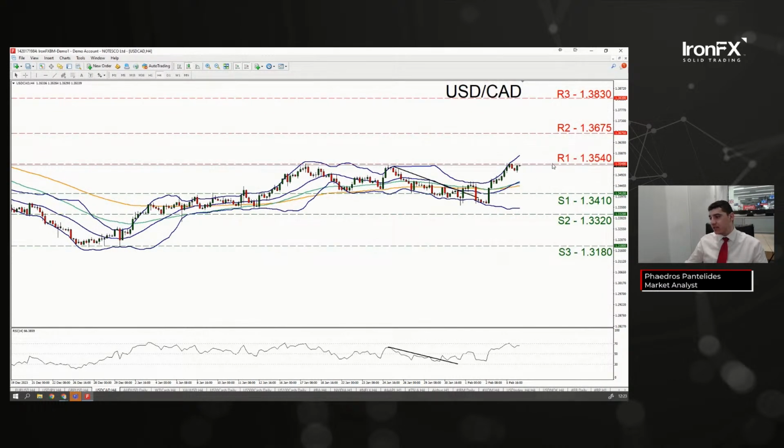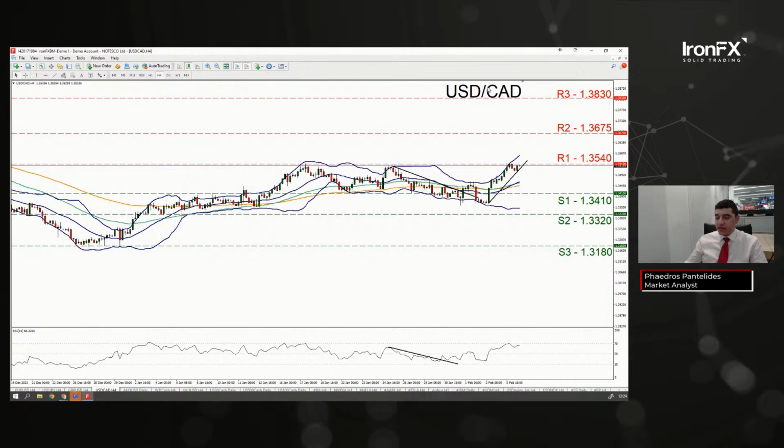For now, it appears to be testing R1 at 1.3540. We have S1 at 1.3410. It could be said that it's forming an upwards moving trend line. So we could have two touches. We would like a third for this to be validated as well. But overall, will not be surprised if it makes a small market correction before breaking above R1.